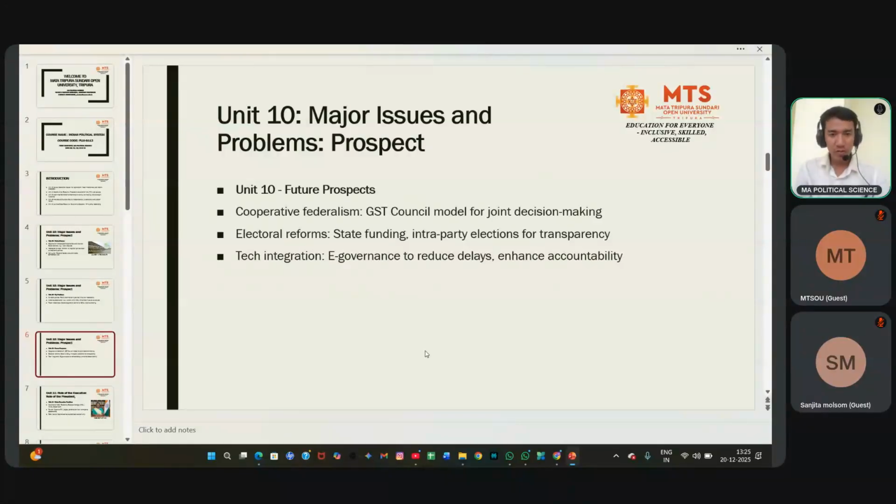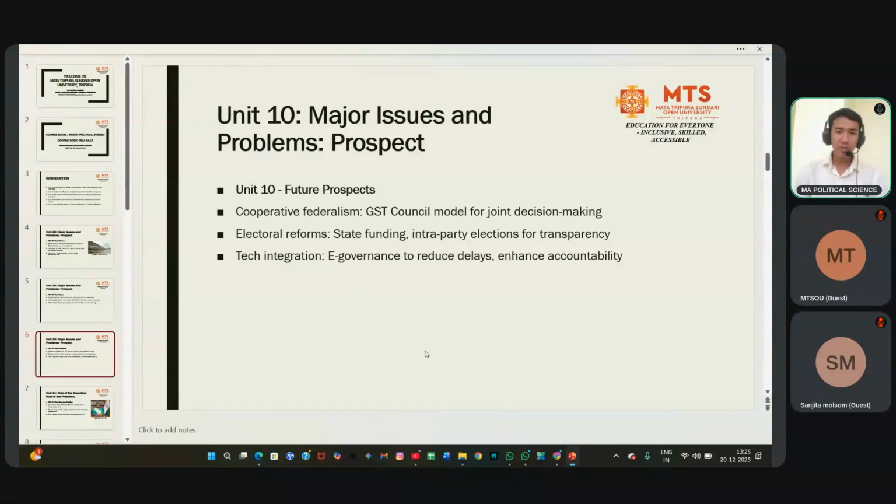Electoral reforms: state funding, intra-party election for transparency. So even in the party system there should be transparency. It is not that, again, just like that family thing, one person is getting all the opportunity and other people are getting no opportunity at all. That should not happen. Okay, state funding, intra-party election, transparency should be there. Everybody should be given equal opportunity.